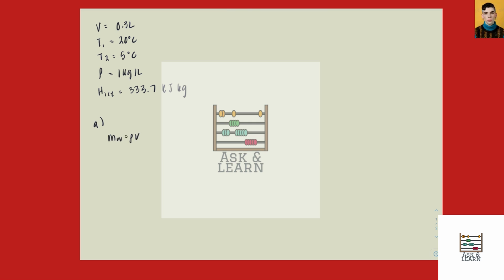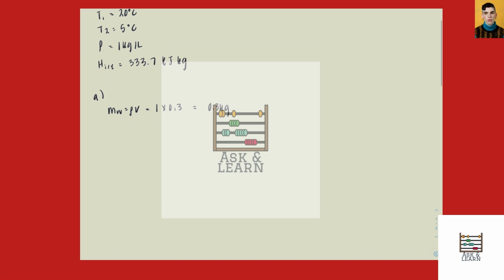So for part A, the mass of the water can be defined as the density times the volume. So that's just 1 times 0.3, 0.3 kilograms. And we can take the ice and the water as our system. So the energy balance for the system will be E in minus E out is equal to delta E for the system. So 0 is equal to delta U ice plus delta U water.